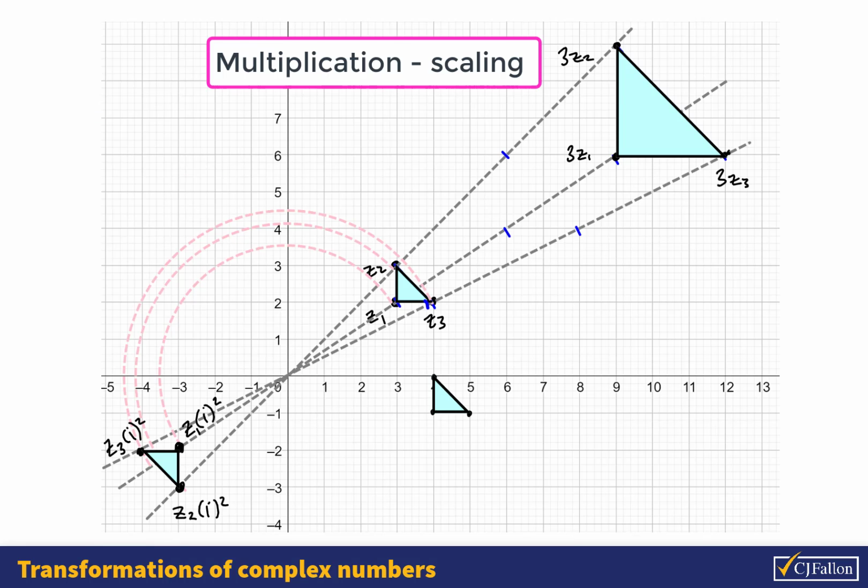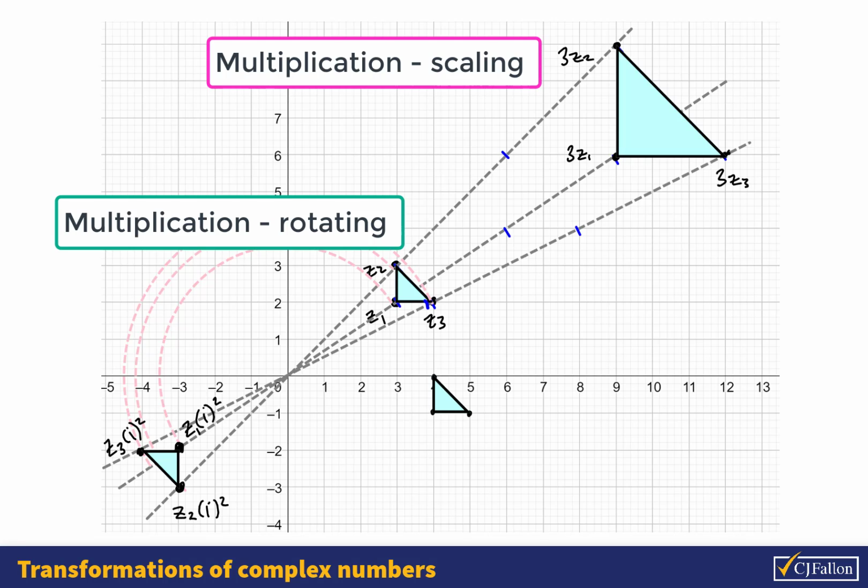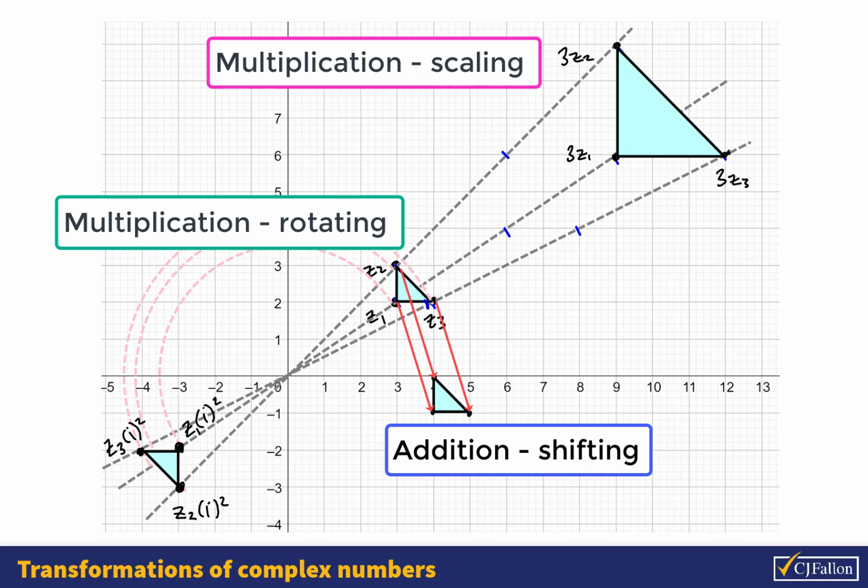What we should have learned from this question is that multiplication may involve scaling and or rotating, and that's the kind of transformation that happens in multiplication. And when we add complex numbers or add any numbers, it's a shifting that takes place.